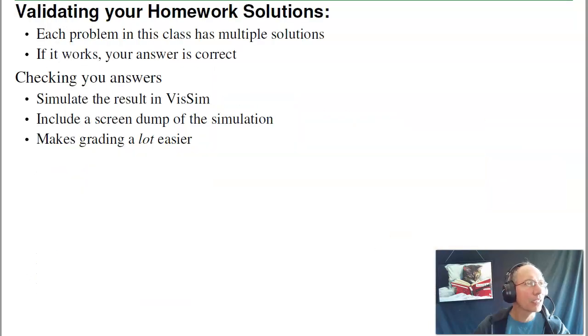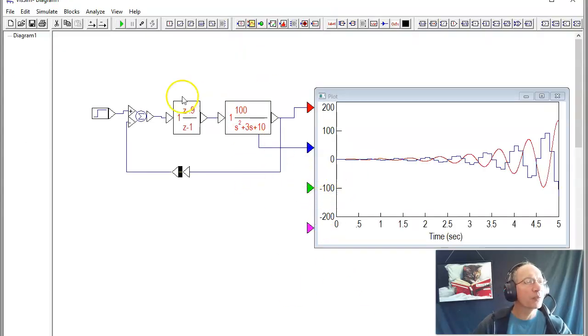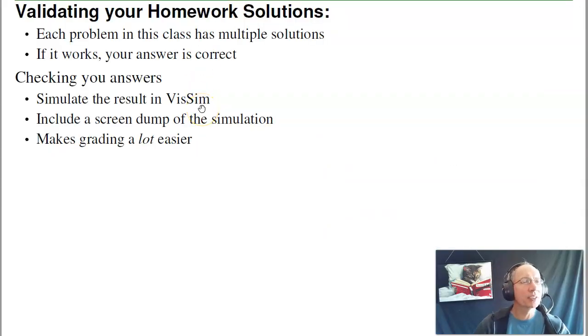Did that on your homework. In this class, each homework problem has multiple solutions. The real acid test is if it works, your answer is correct. What I ask is that on your homeworks, if you want to check your answers, throw it in Simulink or VisSim. If you do a screen dump and say, here's my plant, here's the controller that I designed, here's the step response, if it meets the requirements, such as a 2-second settling time, 20% overshoot, you did it right. That's a valid solution.